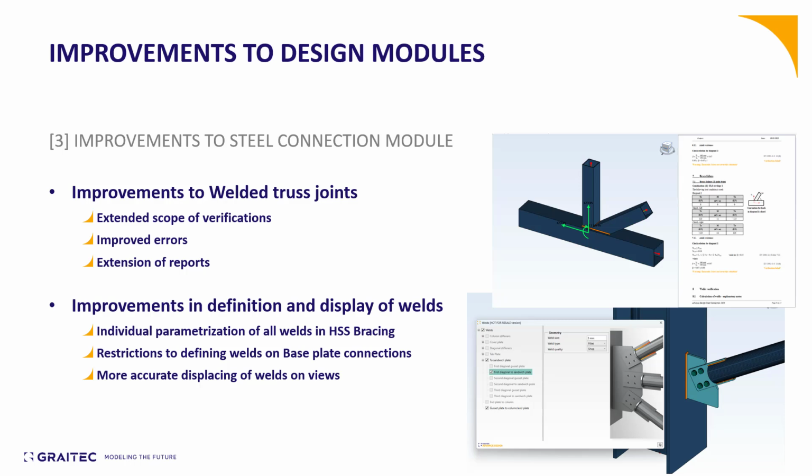And the second category is improvements to defining and displaying of welds. We can now define parameters of the weld on the sandwich plate for bracing connections. When defining welds on base plate connections, we can now set restrictions to avoid accidental disabling of necessary welds. So it's much easier now. And we also improved the representation of welds on views, just to have a better view of welds.